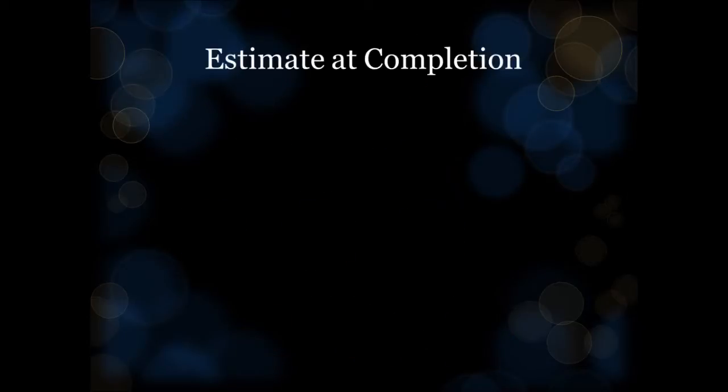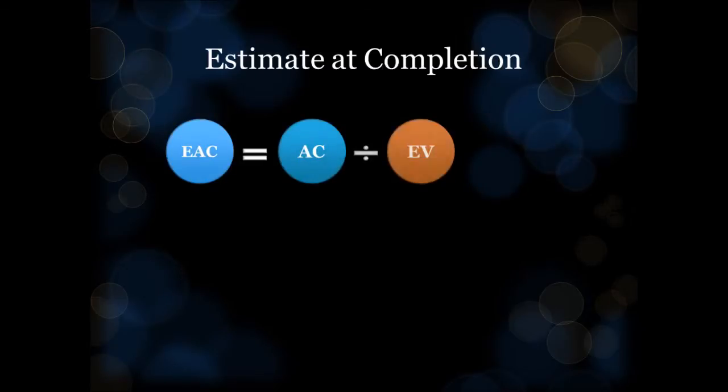To calculate the estimated total cost for a given work breakdown structure item, or estimate at completion, simply divide the actual cost by the earned value, then multiply the result by the total budget for the project. Remember that estimate at completion is by definition a simplistic gauge, and it assumes that current spending patterns will continue till the end of the project.